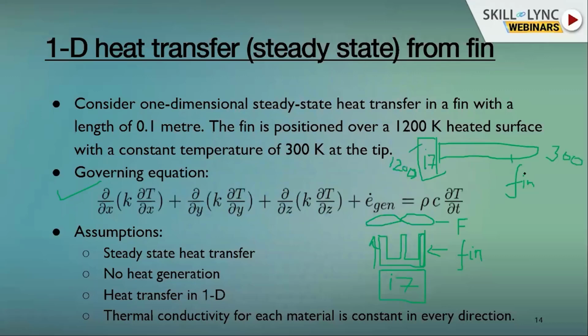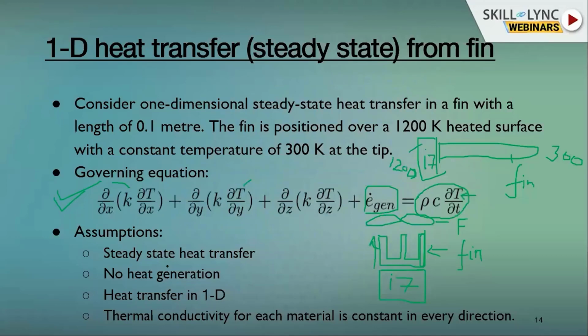So this is the three-dimensional governing equation for heat transfer. Don't worry about the equation, just understand the terms. K is the coefficient of conductivity. T is temperature. X, Y, Z are coordinates. E generation means energy generated along the fin. And this last term is if your temperature changes with respect to time, meaning in a transient form.